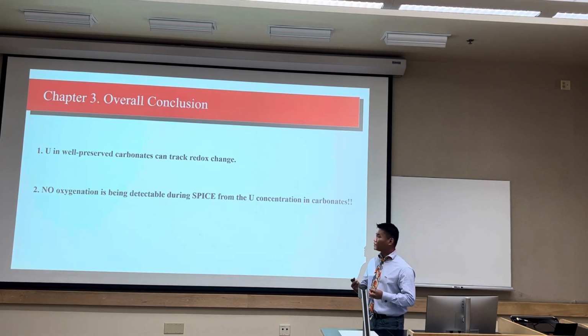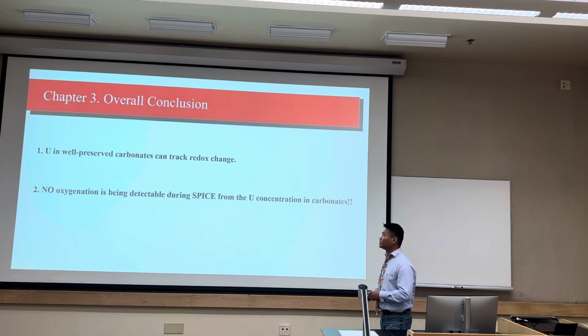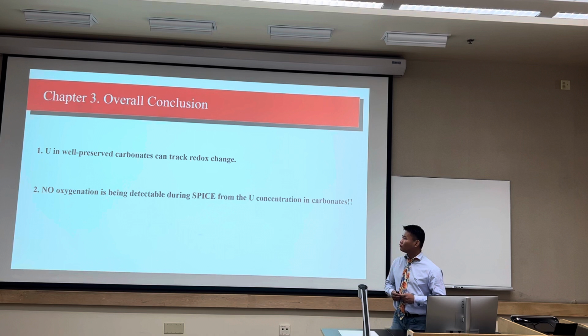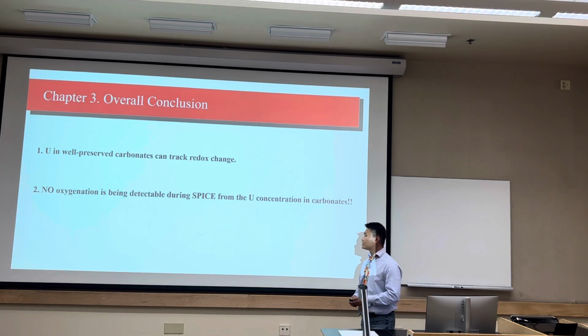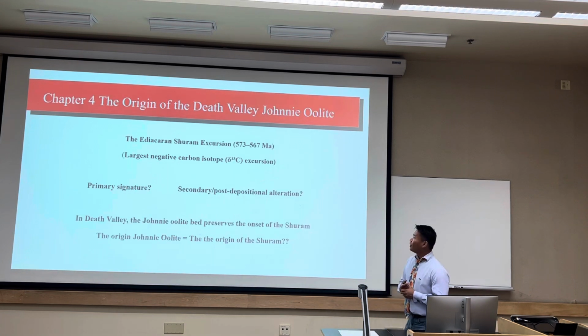So to conclude for chapter 3, we have two conclusions. Number one is uranium concentration in raw preserved carbonate can track the redox change. And the second one is no oxidation was detected during the SPICE event from the uranium concentration in carbonate. So, chapter 4.